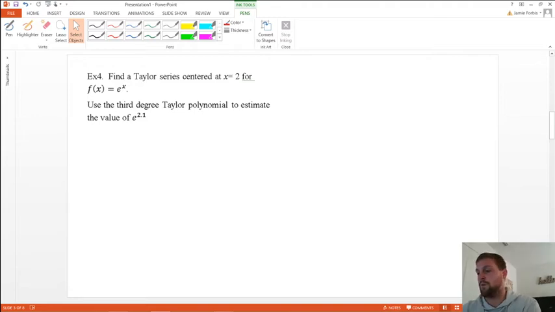So we are going to find a Taylor series, no longer centered at 0. It's going to be centered at x equals 2 for f of x equals e to the x.